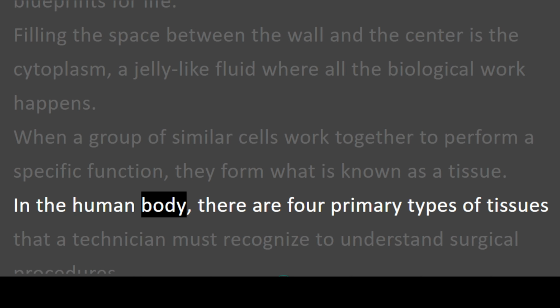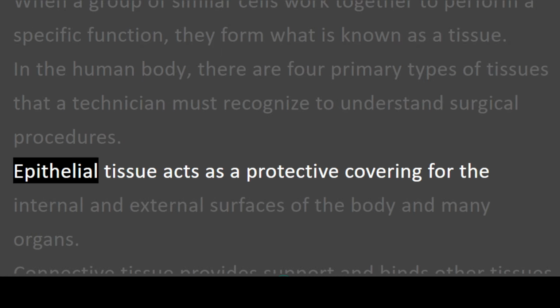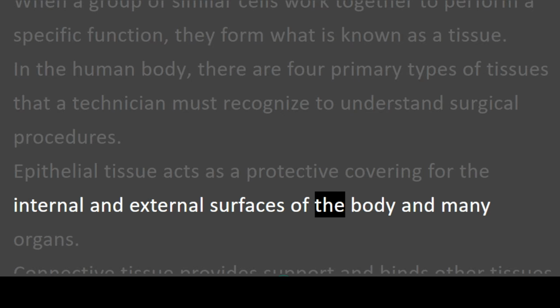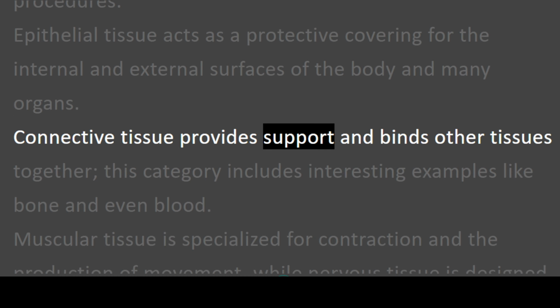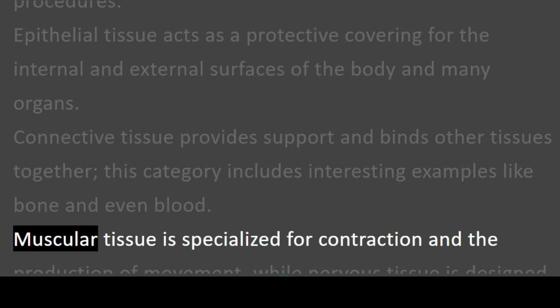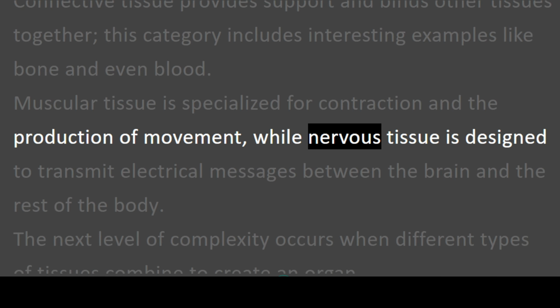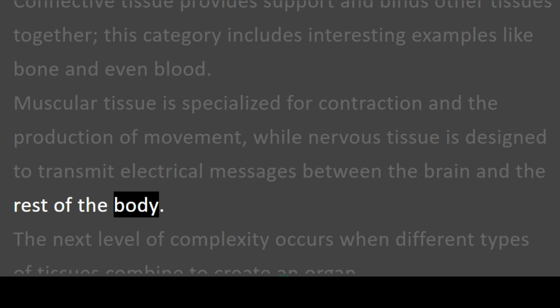In the human body, there are four primary types of tissues that a technician must recognize to understand surgical procedures. Epithelial tissue acts as a protective covering for the internal and external surfaces of the body and many organs. Connective tissue provides support and binds other tissues together. This category includes interesting examples like bone and even blood. Muscular tissue is specialized for contraction and the production of movement, while nervous tissue is designed to transmit electrical messages between the brain and the rest of the body.